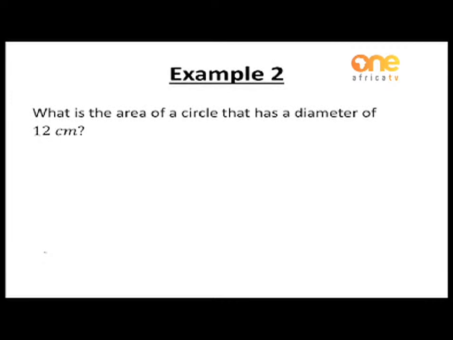Let us look at another example. What is the area of a circle that has a diameter of 12 centimeters? We know the area of the circle is given by pi r squared. So first thing we need to do is convert our diameter to a radius.